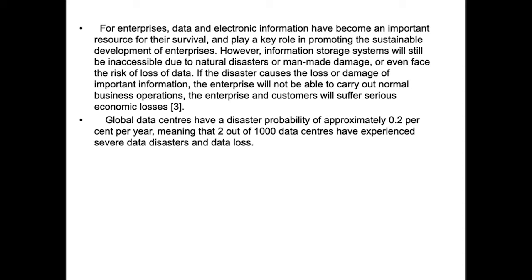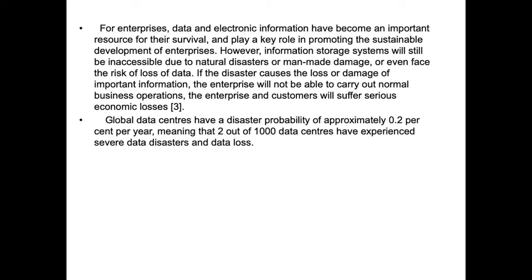However, information storage systems will still be inaccessible due to natural disasters or man-made damage, or even face the risk of loss of data. If the disaster causes the loss or damage of important information, the enterprise will not be able to carry out normal business operations. The enterprise and the customers will suffer serious economic losses.